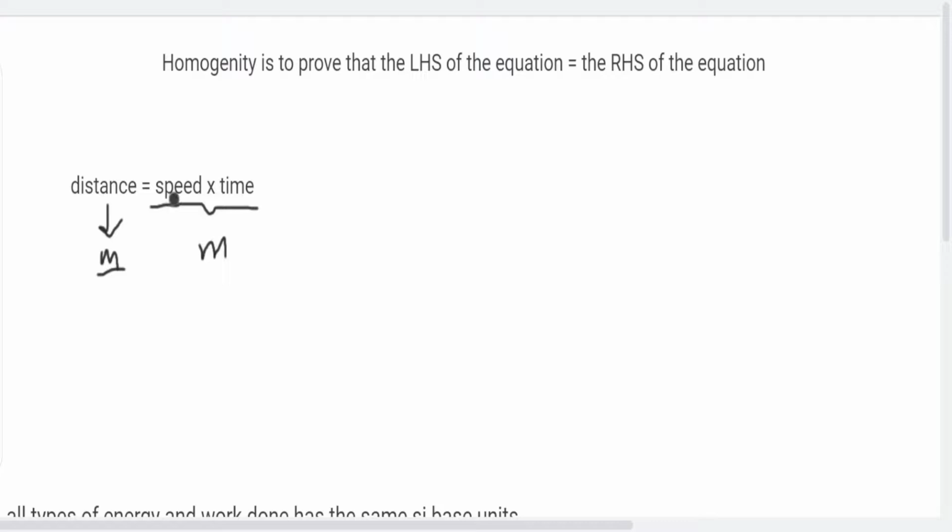So the product of speed times time should give me meters. Now I know that the SI base unit for speed is m s^-1, right? And for time it's seconds, or s^1. Now this positive 1 and negative 1 cancel out and I'm left with meters. So this proves that whatever is present on the left hand side is also present on the right hand side.